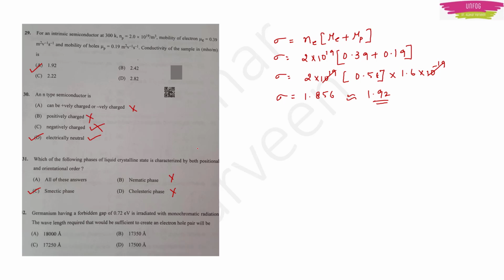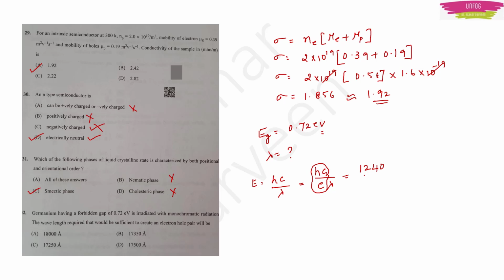Next question. Germanium having a forbidden gap of 0.72 eV is irradiated with monochromatic radiation. The wavelength required that would be sufficient to create an electron hole pair will be. Now they have given us the energy gap, which is 0.72 eV. They are telling us to find the wavelength. We know that E is equal to hc by lambda, and because we are talking about eV, so lambda is hc by E. These are all constants. If you substitute all the values of Planck's constant, speed of light and electron charge, then you get a constant 1240.